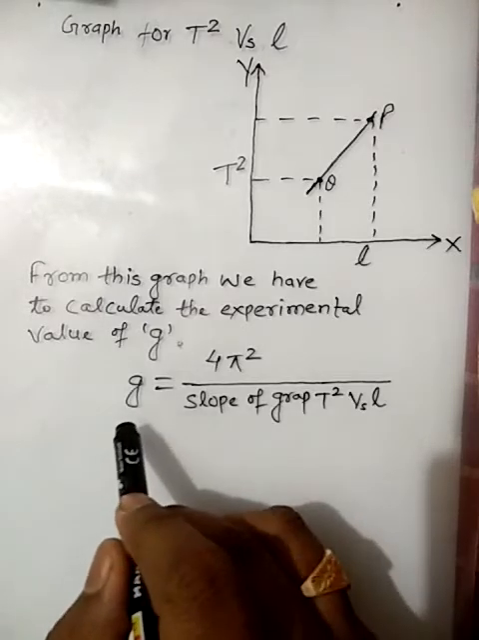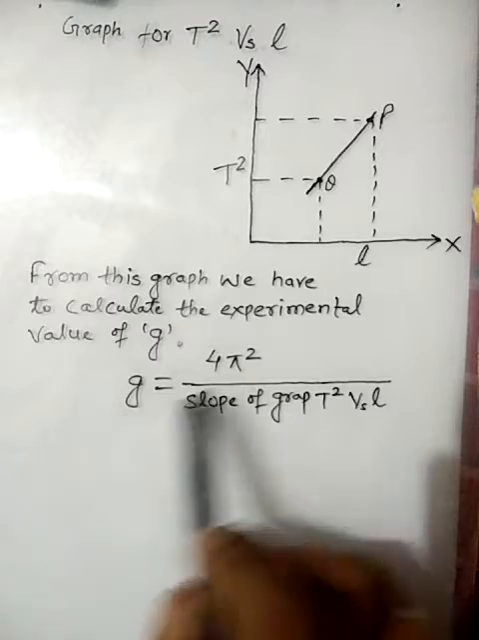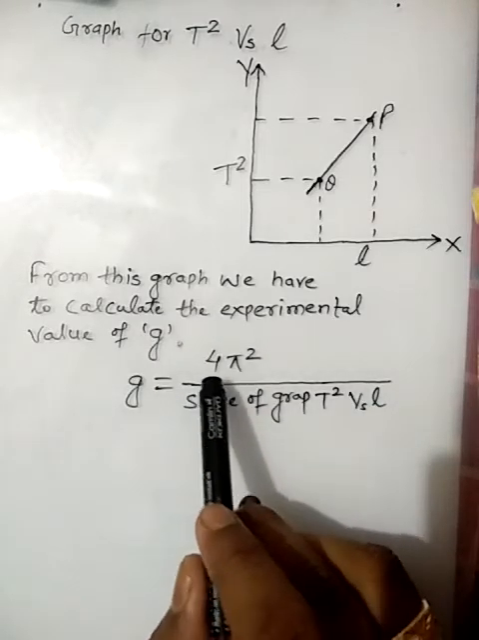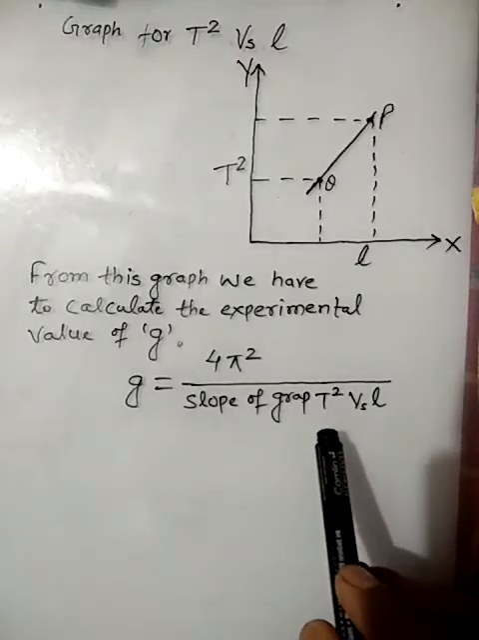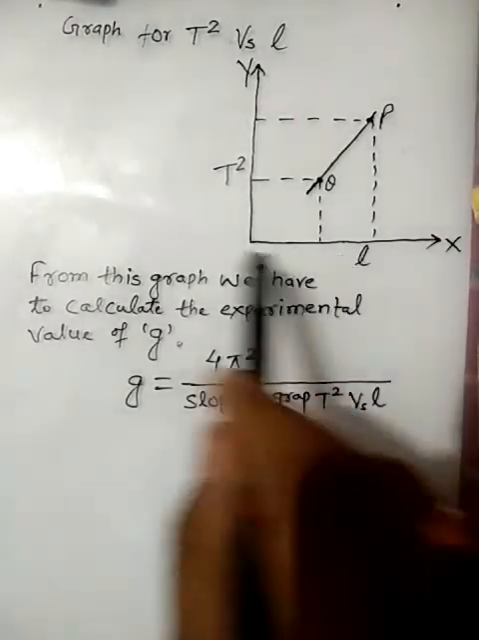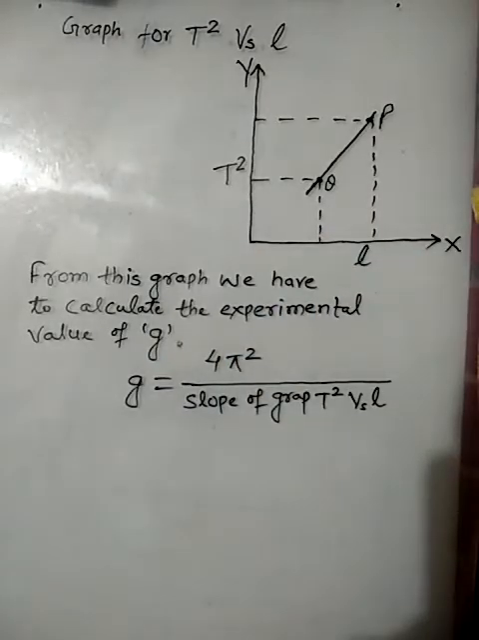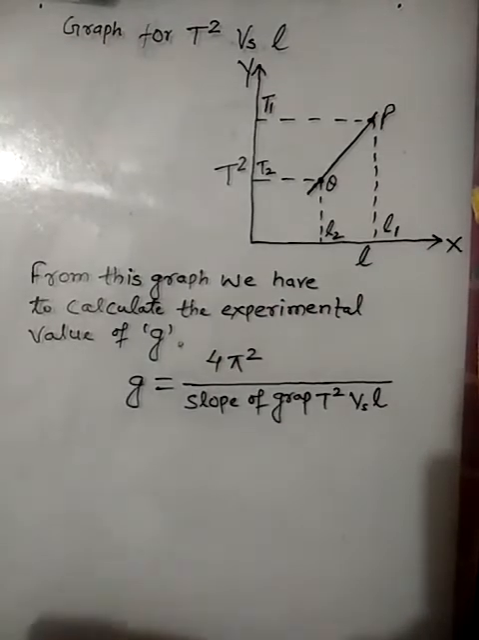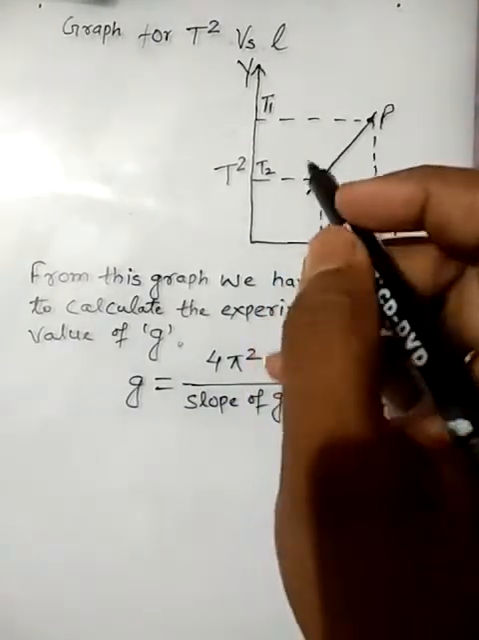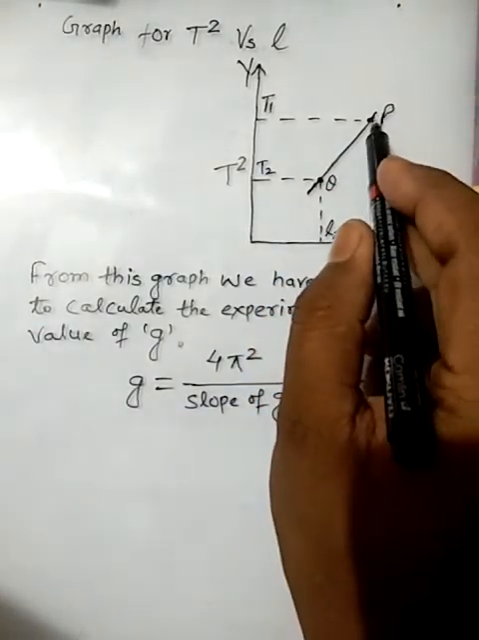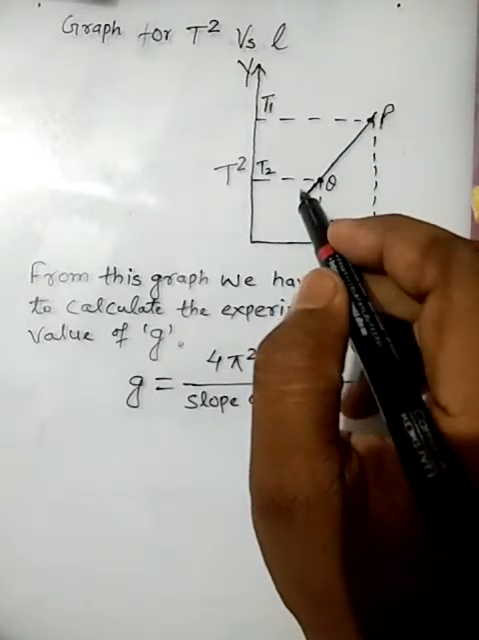The value of g can be obtained by this formula, which is 4 pi square upon the slope of the graph for T square versus L. To find the slope of the graph, we have considered 2 points P and Q on this straight line.